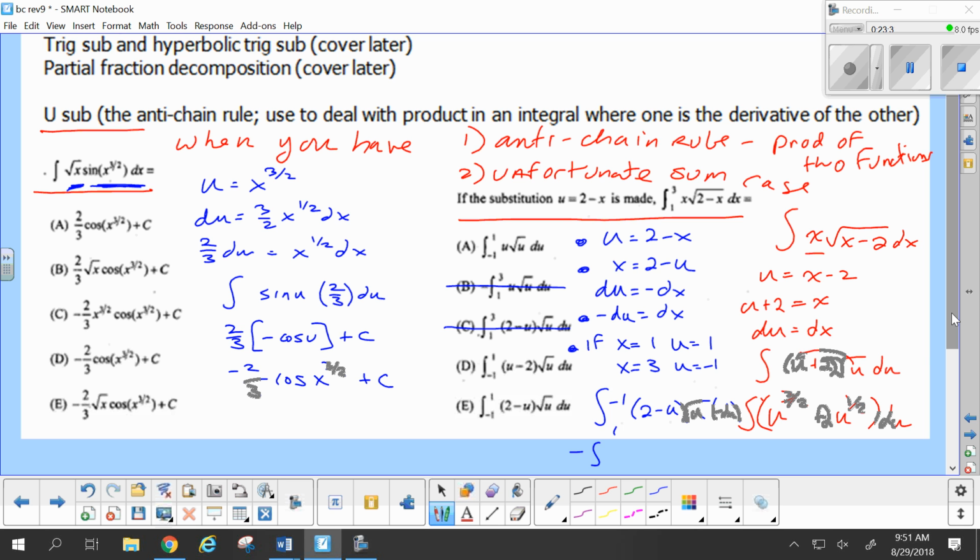Why? When you switch the limits of integration, why is it the opposite outcome? Yeah, going backwards. When you go backwards, you're changing the independent variable in a negative way. So you do that because if you go backwards, du is negative. Okay, so that's why we negate that. So negative, 1 to 1, 2 minus u, root u, positive du, is that there? It should be negative.